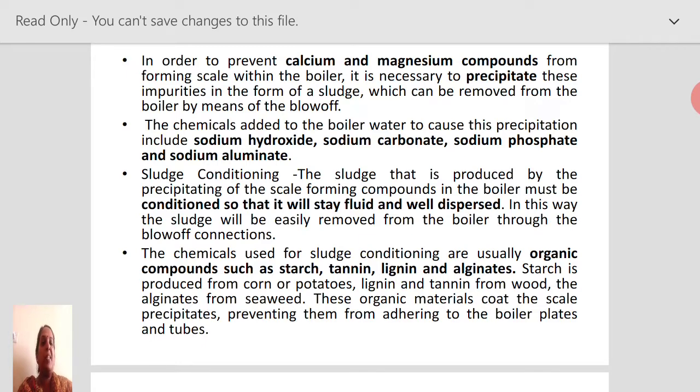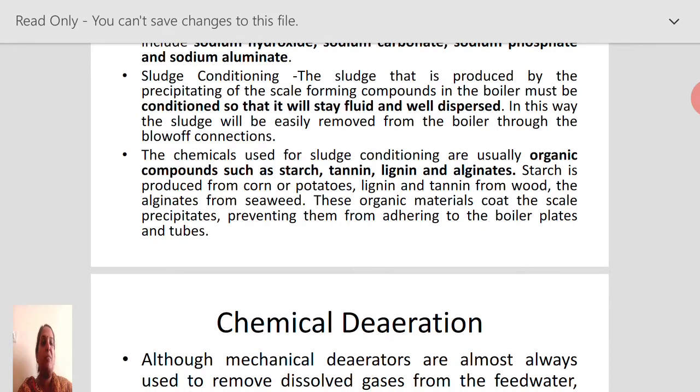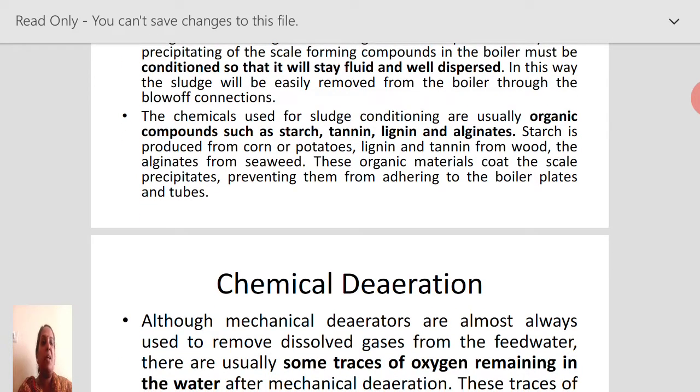In certain cases, sludge conditioning will also be done. Why? Because the conditioned sludge will be fluid in nature and will be easily disposed of. For this conditioning, we have sludge conditioning chemicals like starch, tannin, lignin and alginates. These chemicals are normally organic compounds, that is, they originate from nature or from organic materials. For example, starch is produced from corn or potatoes, while lignin and tannin are produced from wood and alginates from seaweeds.